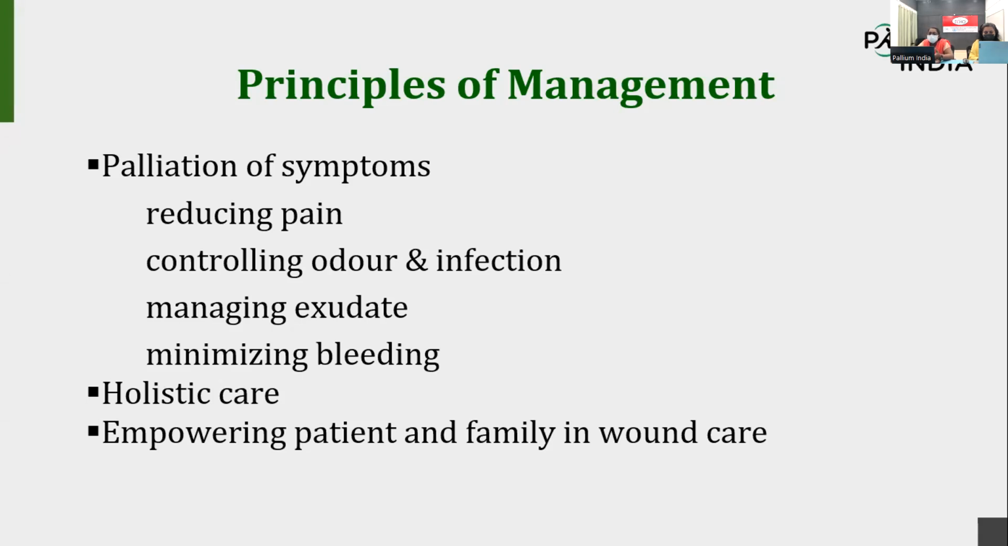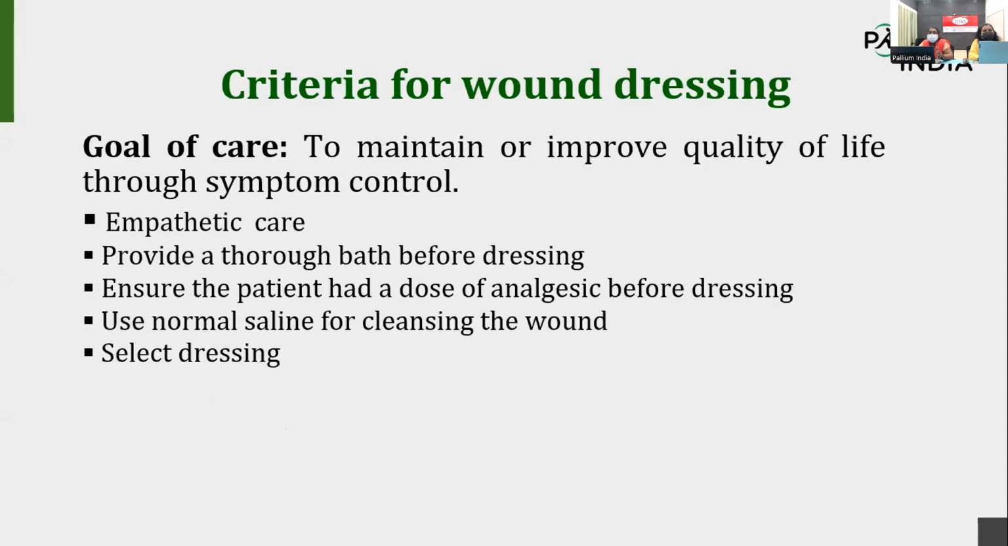And also bleeding. You can provide holistic care. Holistic care is total care. This patient needs four aspects of care: physical, emotional, social, and spiritual care. Empower the patient and family in their own care. So these are the principles of management. Our goal of care is, as I said earlier, to maintain quality of life through symptom control. Always give empathetic care to the patient and family.